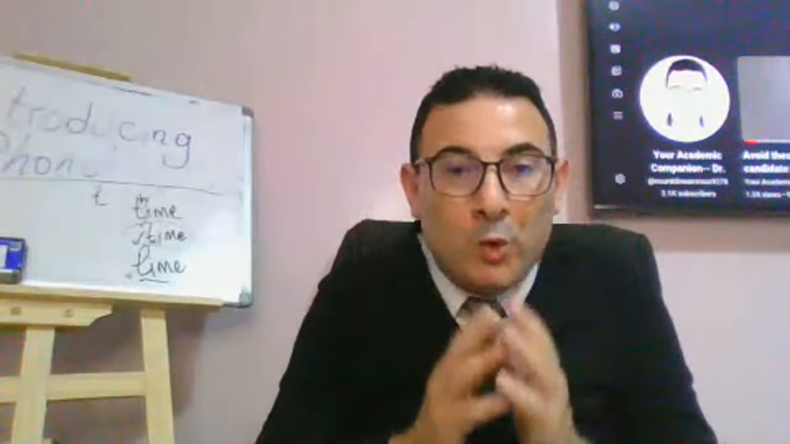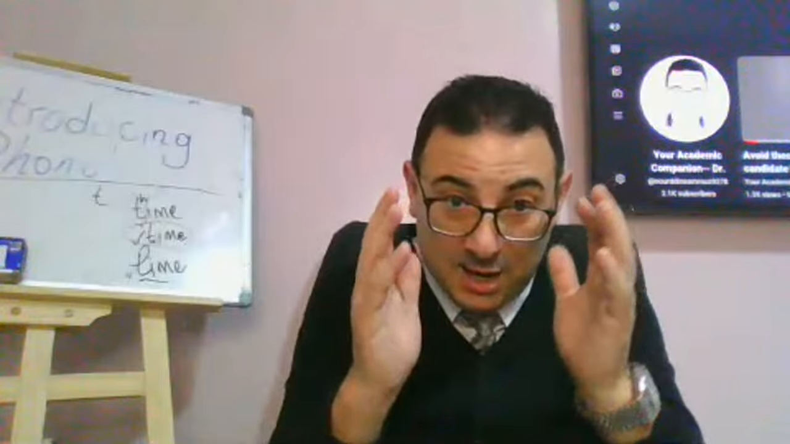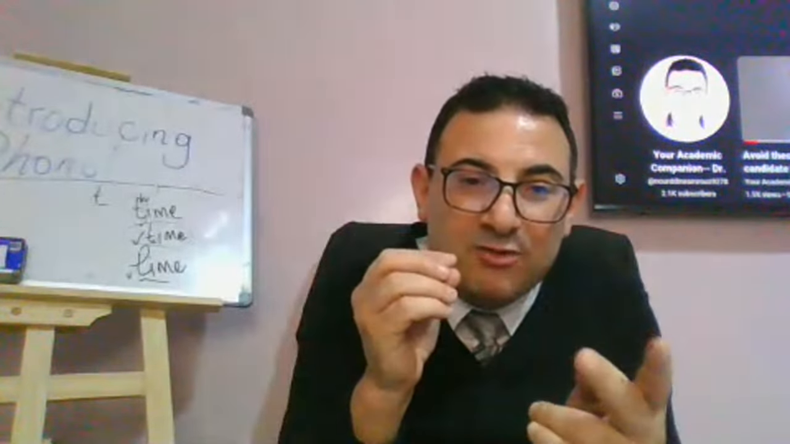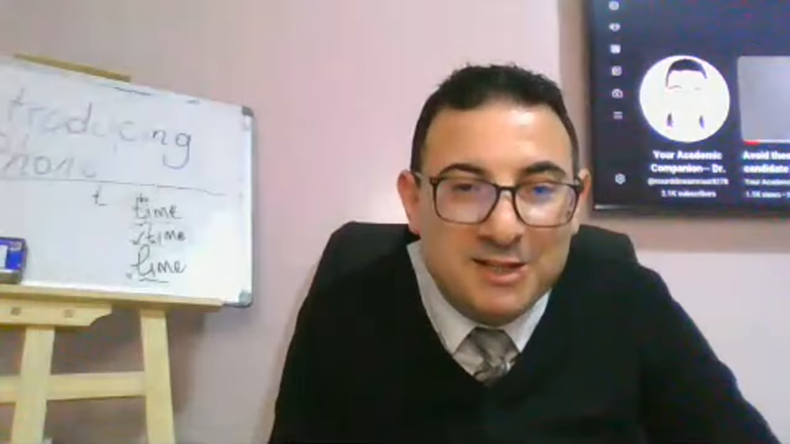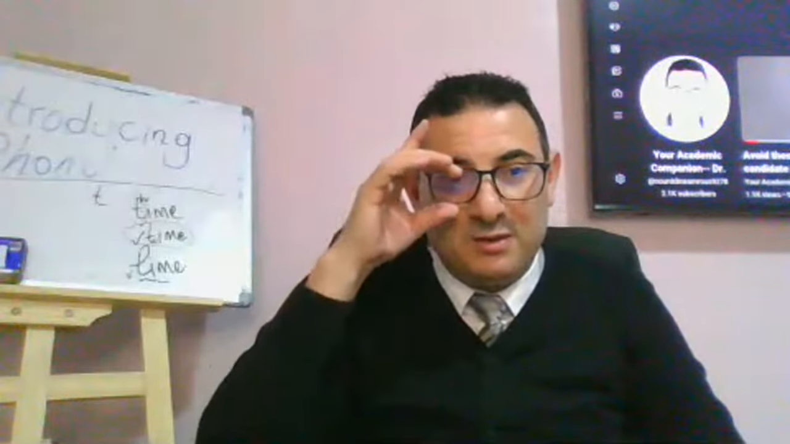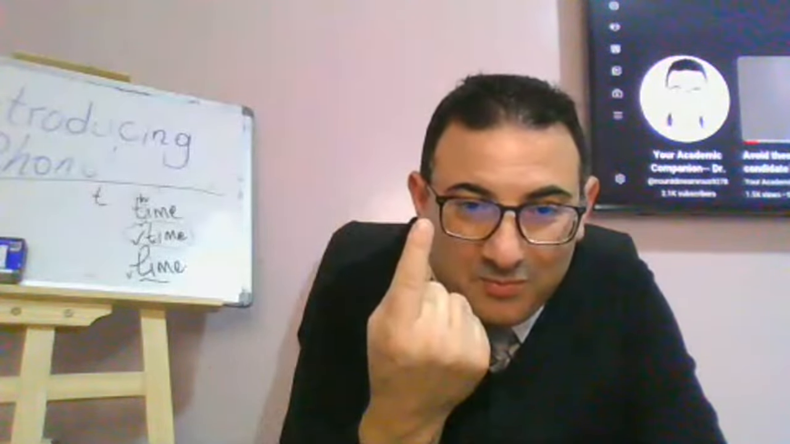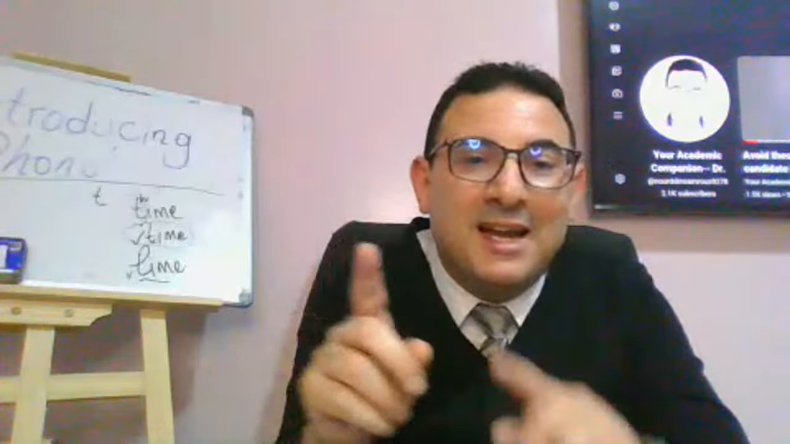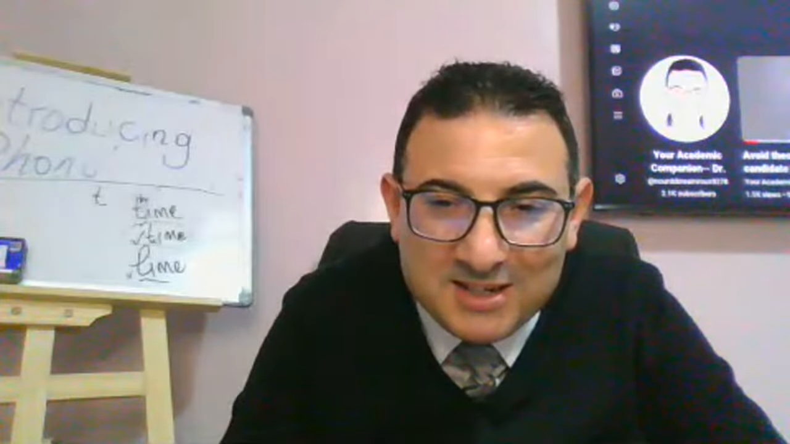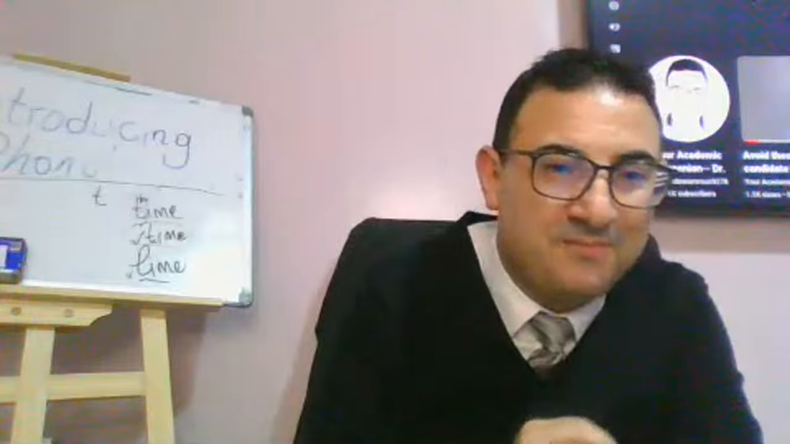Therefore, we conclude that we have a situation here where we have one sound, the sound t. This sound can have two pronunciations depending on the rule. I repeat. Here we have one sound, the sound t, but this sound t can have two pronunciations. What are these two pronunciations? These two pronunciations are t and t.